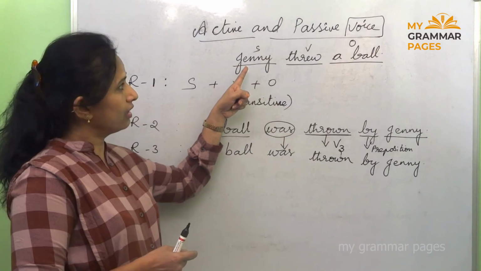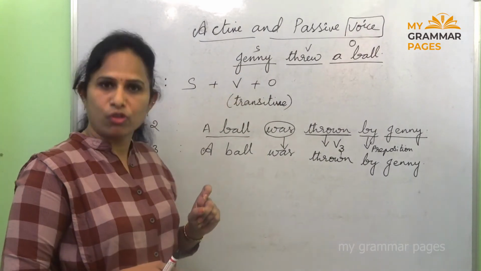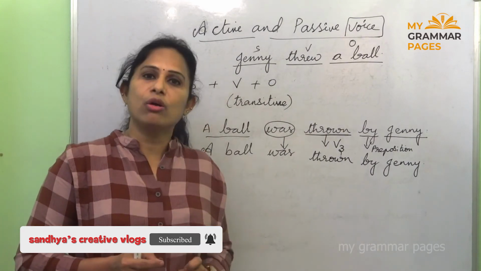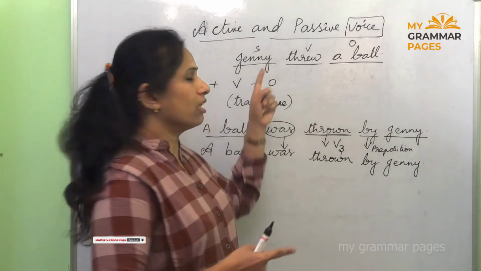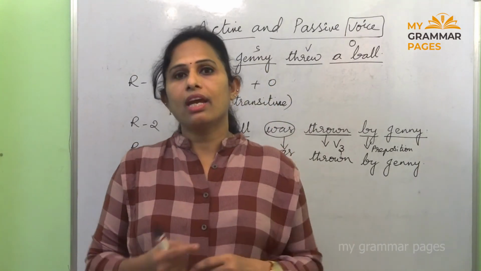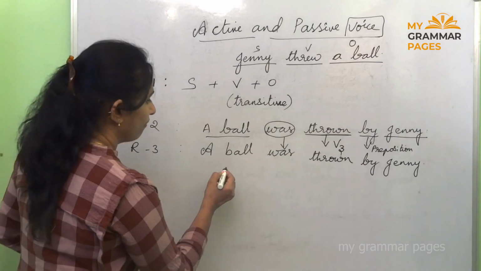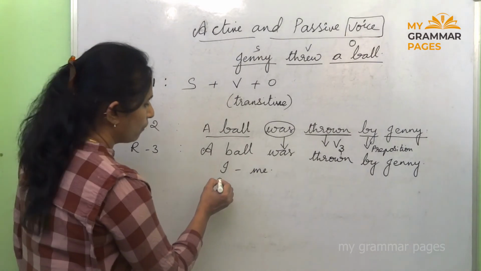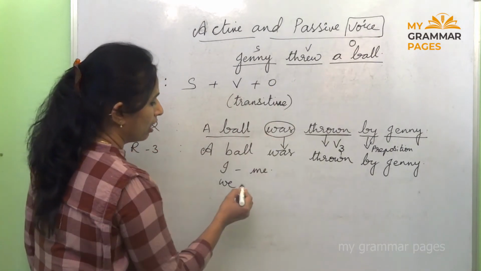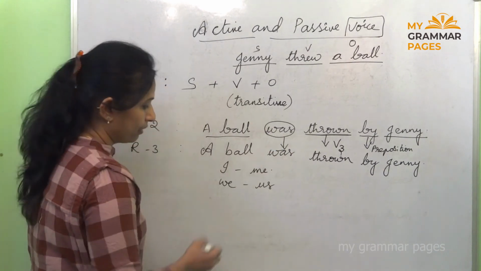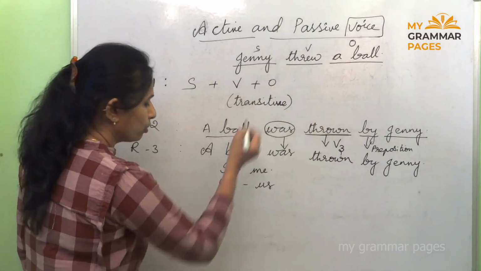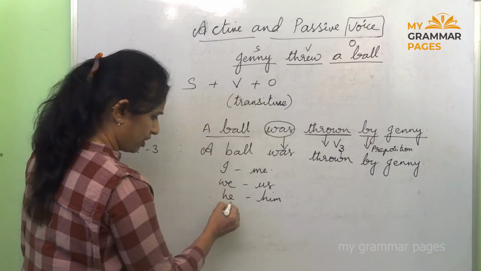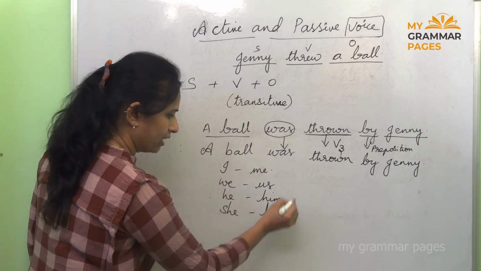Now I have taken only the third person, Jenny. That means the names of the persons. Sometimes in place of the persons, we will take even the pronouns. For example, if you take I threw a ball, then the answer would be a ball was thrown by me. That means when you take I, it will be changed as me in the passive voice. If you take we threw a ball, a ball was thrown by us. If you take he threw a ball, a ball was thrown by him. If you take she, a ball was thrown by her.